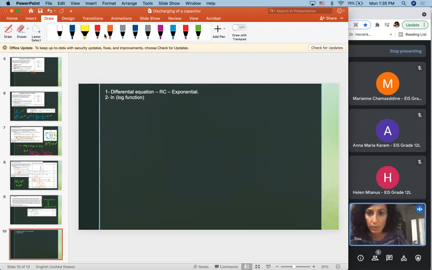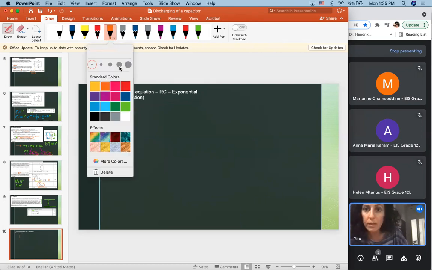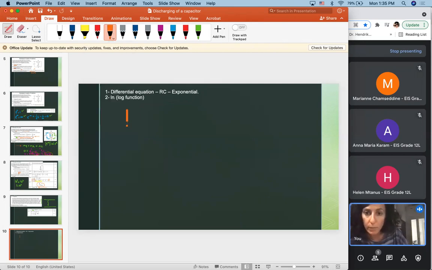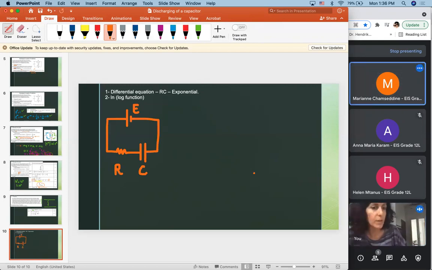I'm gonna take a random pen and I'm gonna draw a circuit. I'm gonna assume I have a battery, okay? And I have a resistor and I have a capacitor. Is that charging or discharging? I'm asking you, is that charging or discharging? It's charging. Okay, because I have a battery.